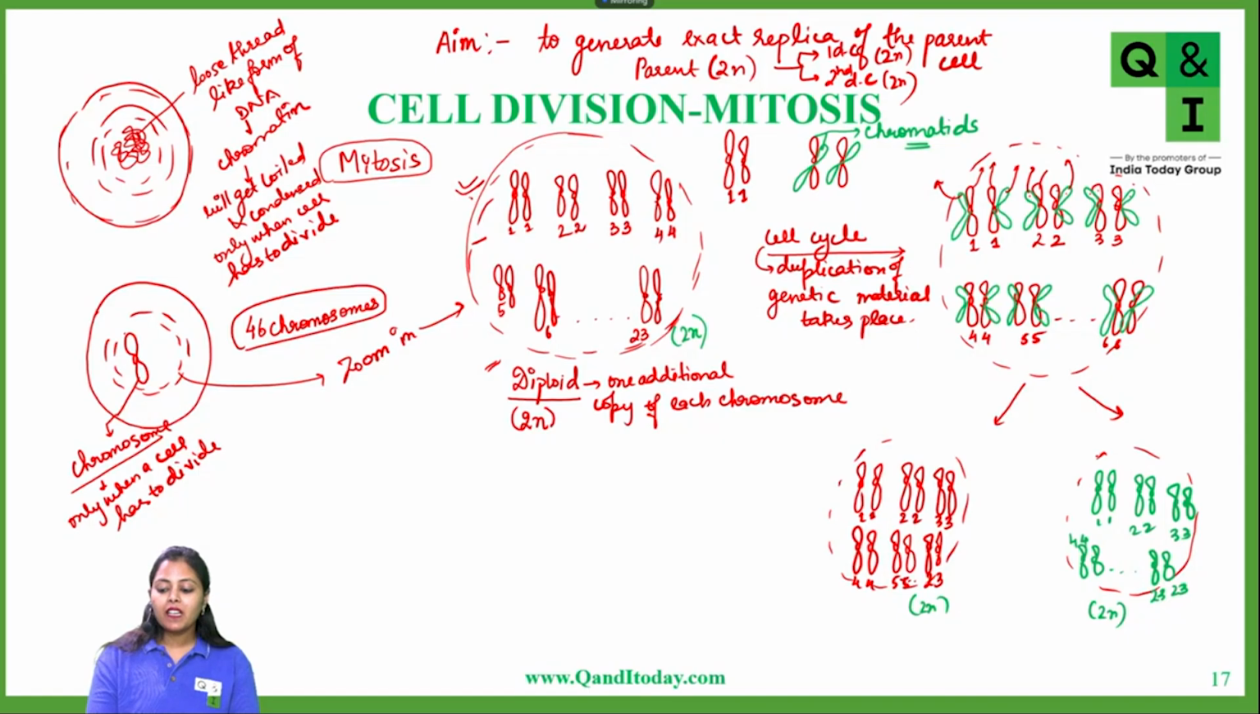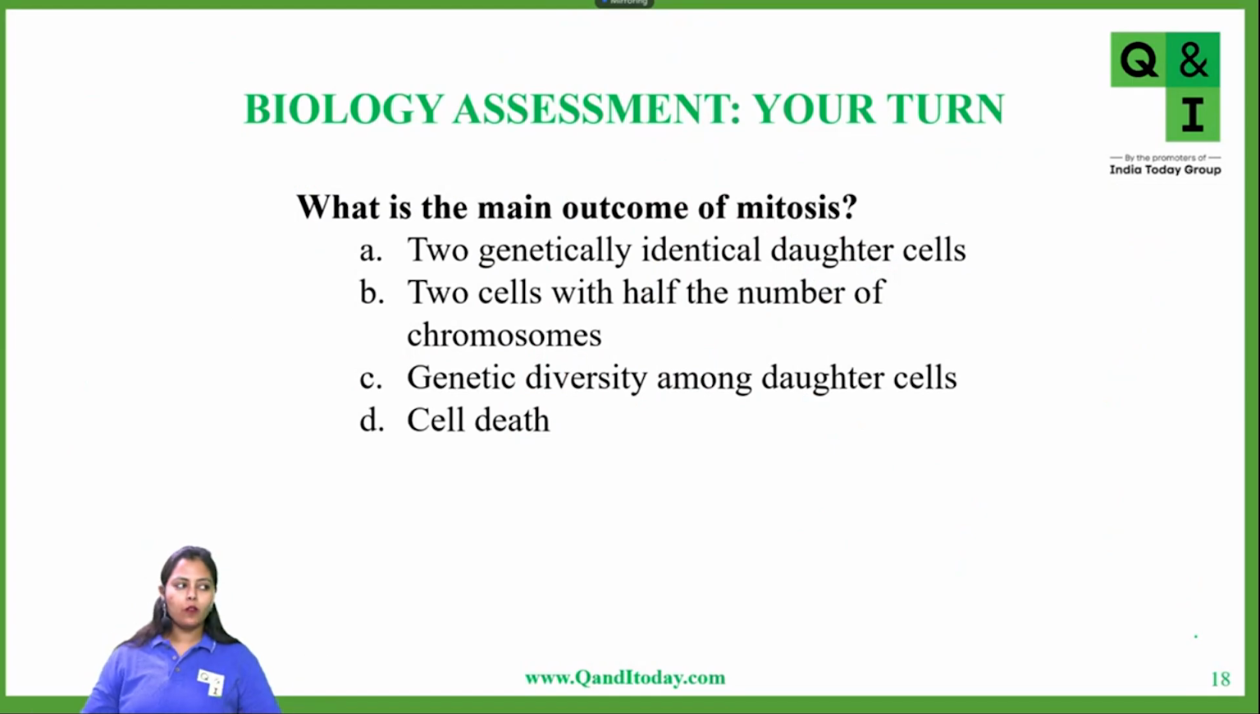So the green colored chromosomes, they are exact replicas of the red ones which I have shown here. Okay, got it? Okay, now let's solve some questions now.